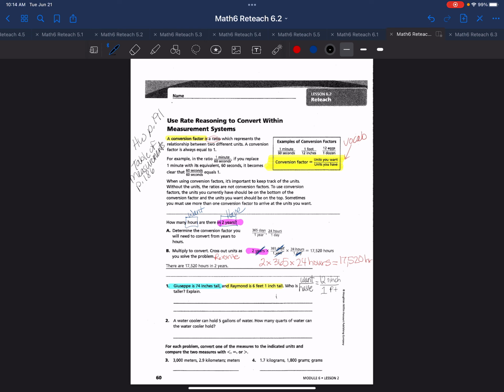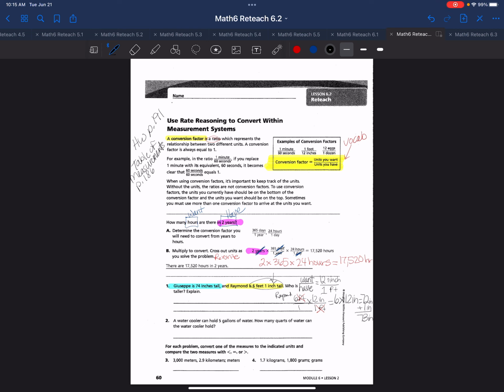So now I want to say, okay, for Raymond, I have 6 feet times 12 inches over 1 foot. So I'm going to now cross out feet. And what I have left is 6 times 12 inches, which is 72 inches. And then I need to add the inch here, 1 inch. So he is 73 inches.